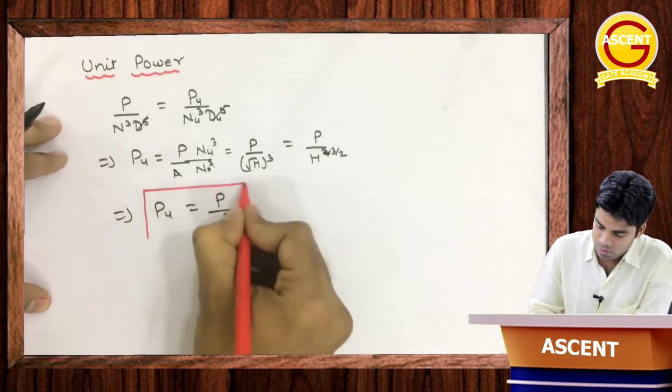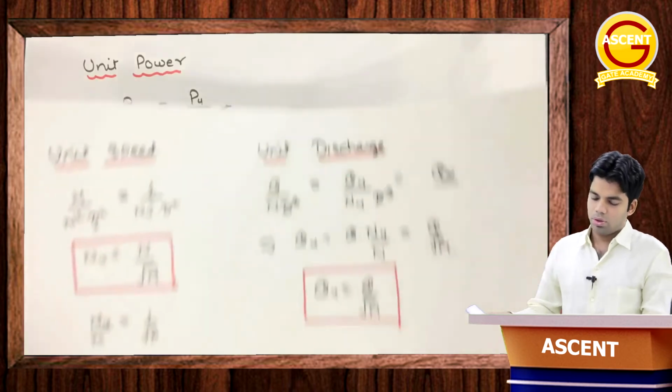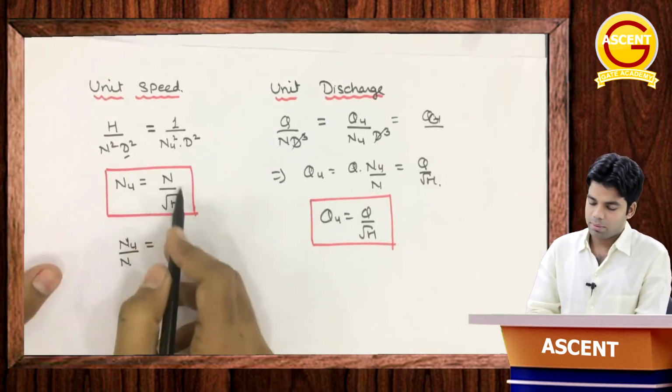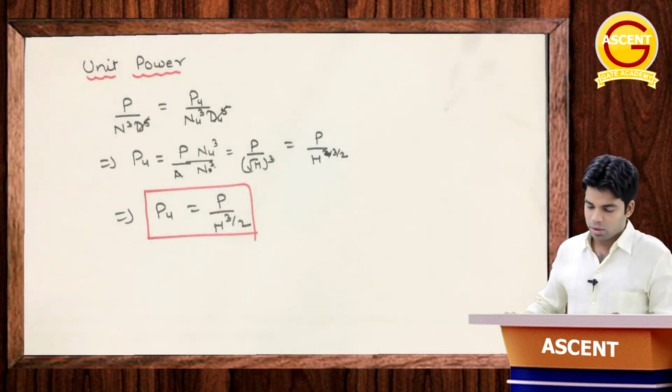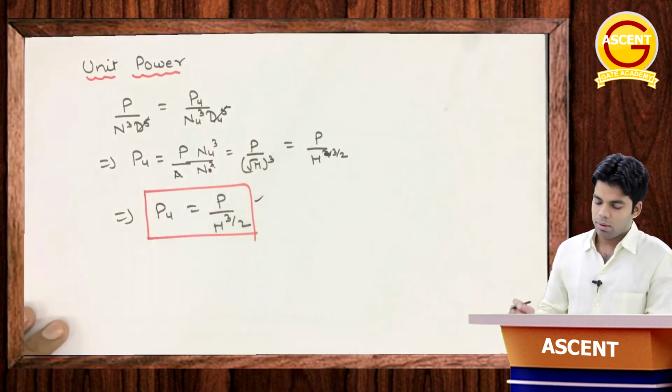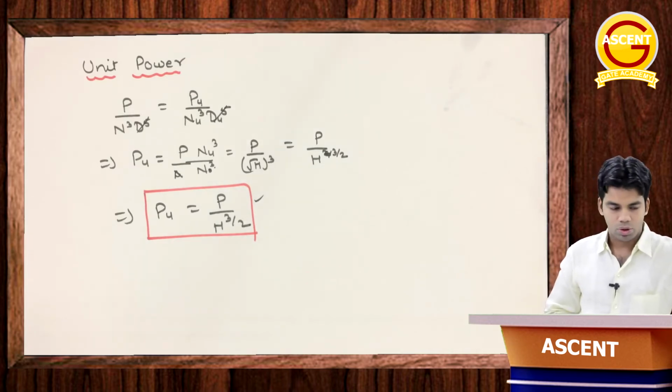So three important unit quantities: unit speed Nu is N by root H, unit discharge Qu is Q by root H, and unit power Pu is equal to P by H raised power 3 by 2. Getting this now? Now we will solve one question.